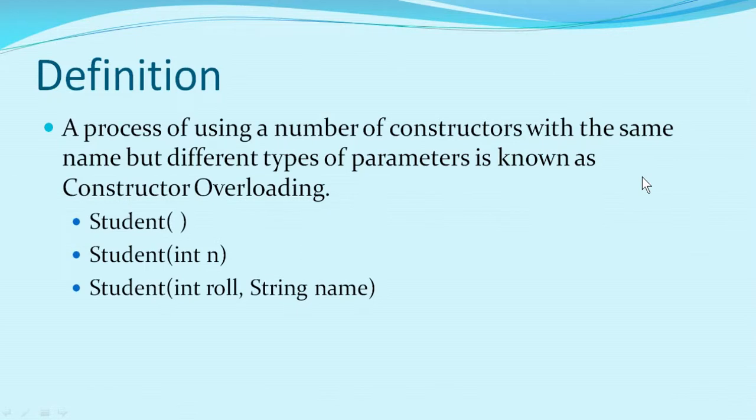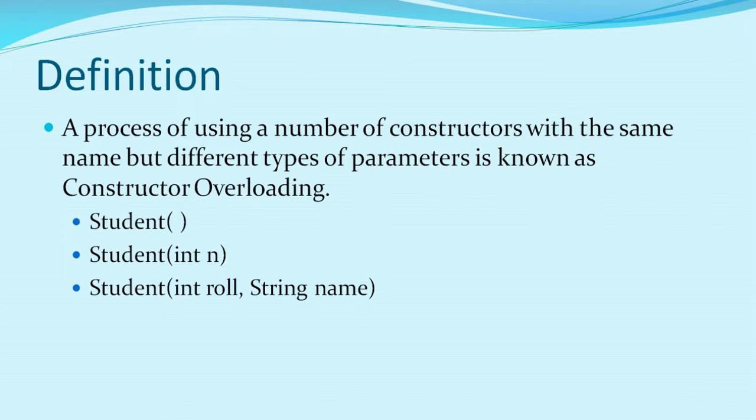A process of using a number of constructors with the same name but different types of parameters is known as constructor overloading. The same process you did for function overloading will be repeated here. The only difference is that a constructor has the same name as the class. The remaining thing is the same as function overloading. You pass different types or different numbers of parameters so that it automatically overloads. That is what you call constructor overloading.